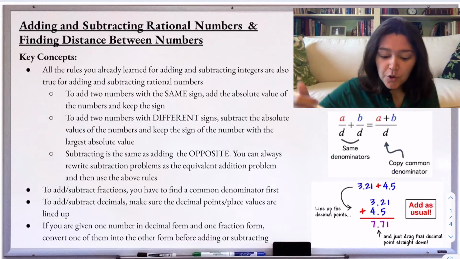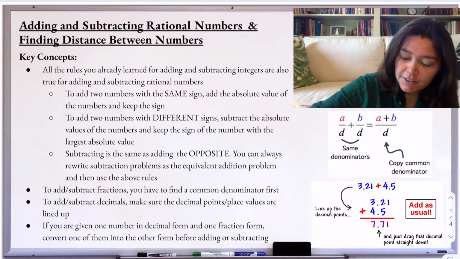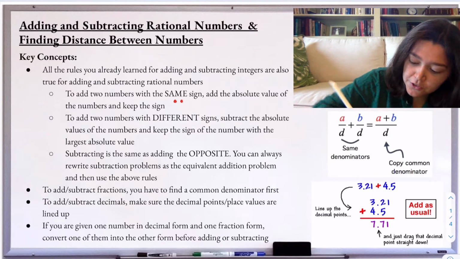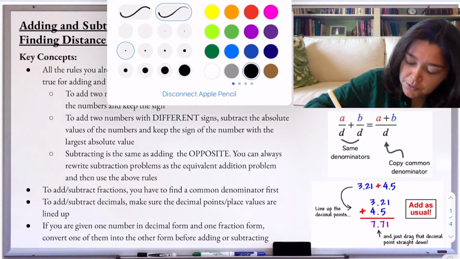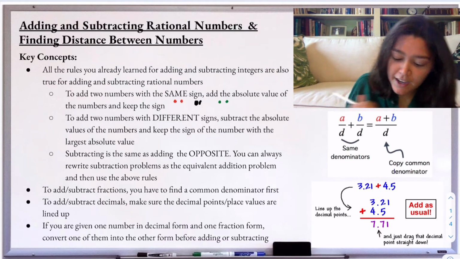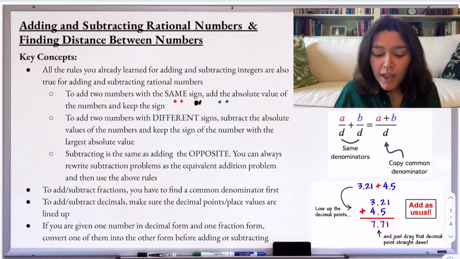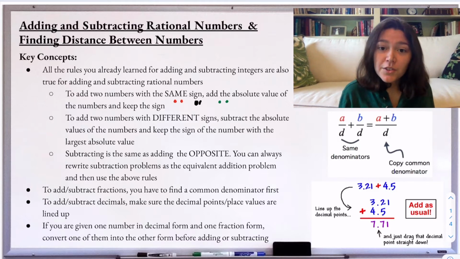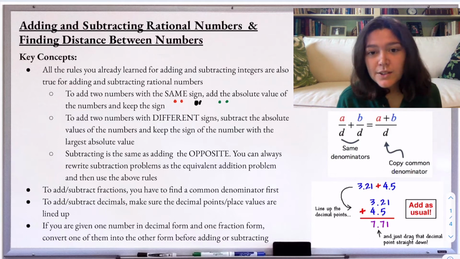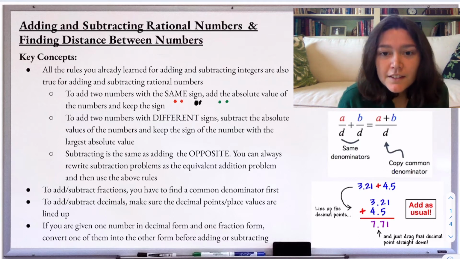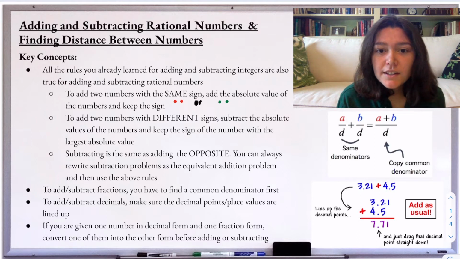Those are to add two numbers with the same sign, meaning we would have two negative numbers or two positive numbers, you add the absolute values of the numbers, and then we keep the sign. So if we have two negative numbers, we can ignore the sign, think of the absolute value, add the two numbers, and then it's going to end up being negative. So you keep the negative sign.